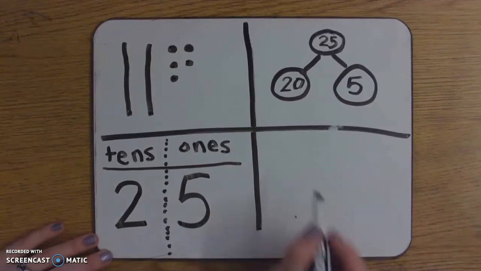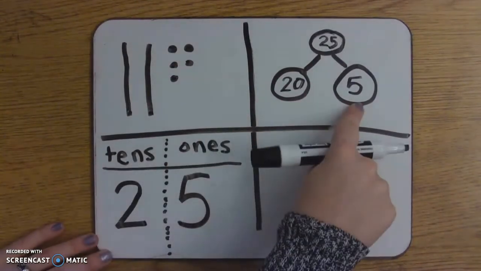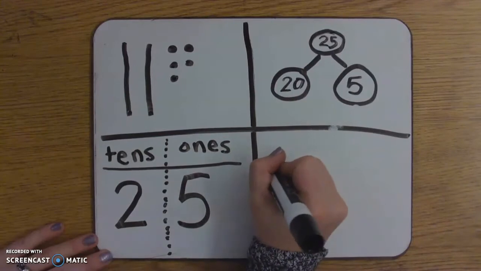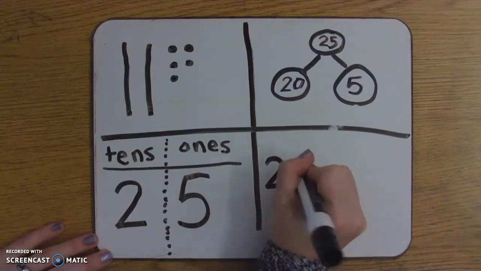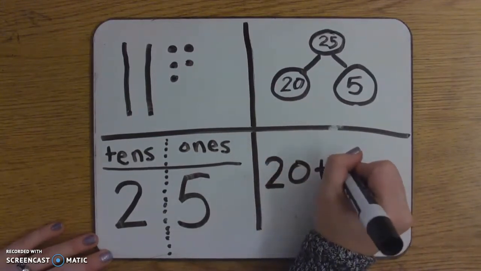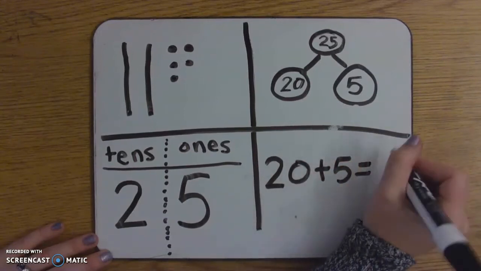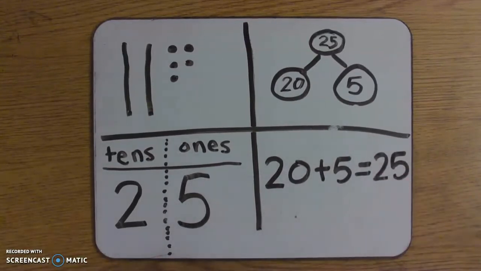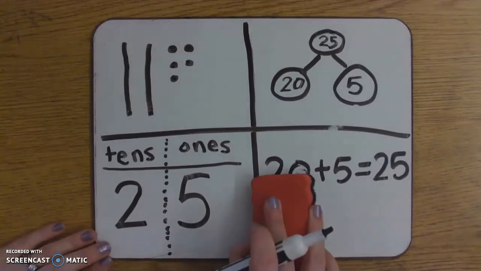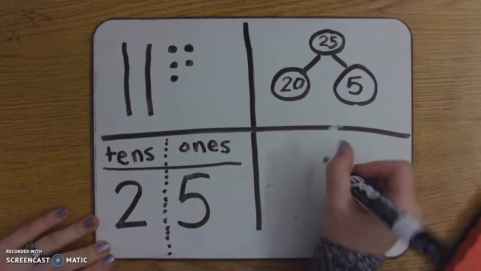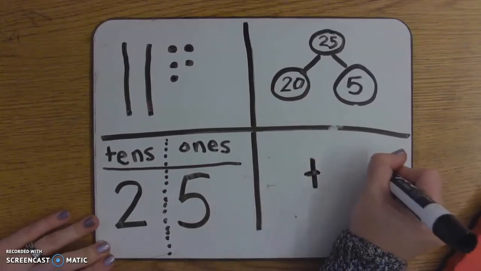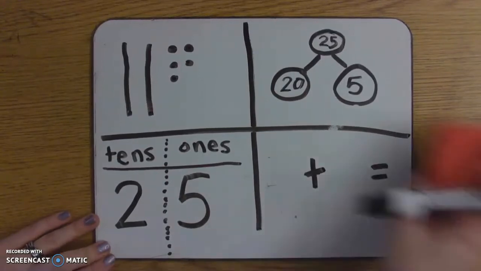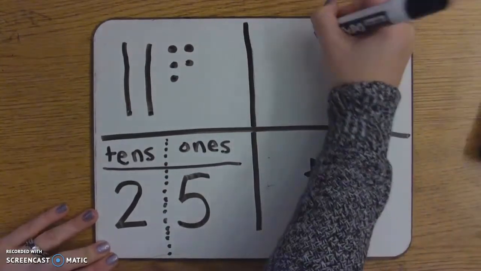Let's do our expanded form. It should be pretty easy peasy since we've already done it these other ways. 20 plus 5 equals 25. Awesome. All right, check your work with mine. And let's do one more. I'm going to leave this one to remind us that this is going to be our expanded form. I'm going to leave my number bond in this box.